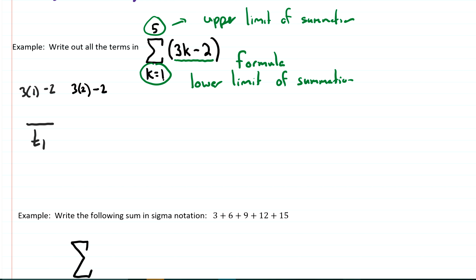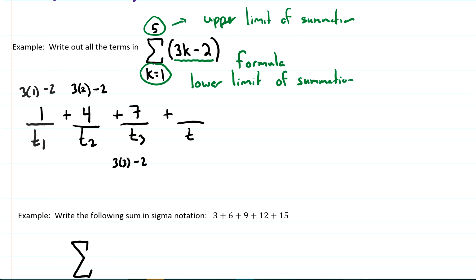Okay, so we can see from the sigma that the formula is 3k minus 2. We started with our lower limit of summation being 1, so put in a 1. 3 times 1 is 3, minus 2 would be 1. And if you look at t2, we're going to put a 2 in. So 3 times 2 is 6, minus 2 would be 4. Putting in our next number, 3, we have 3 times 3 minus 2. So that's 9 minus 2 is 7.